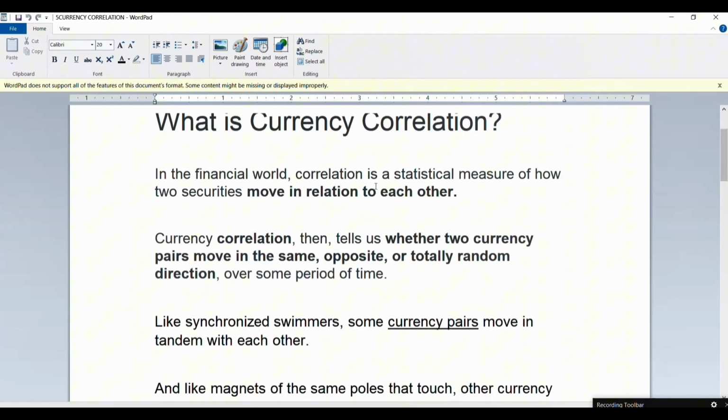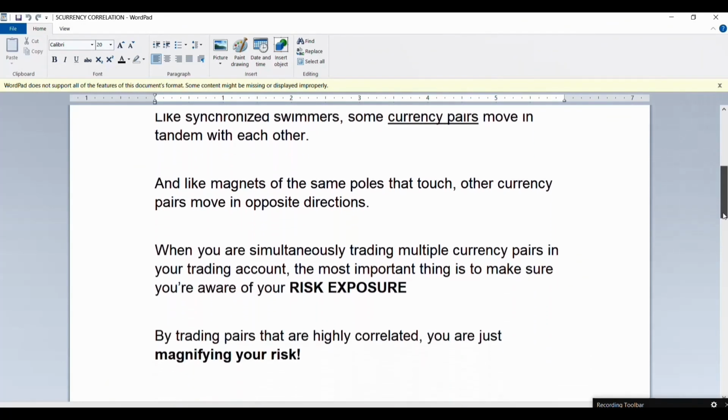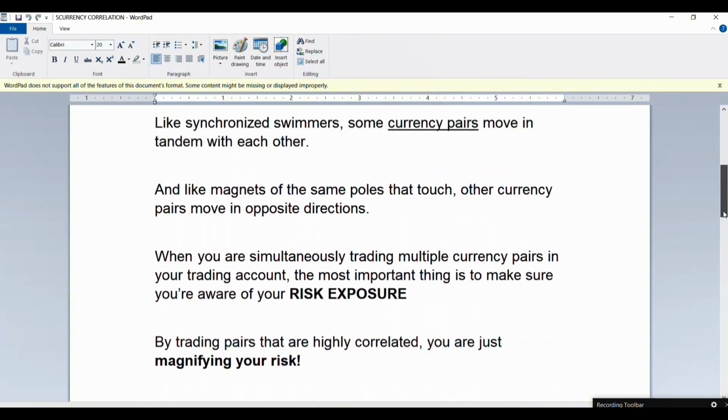Now, what is currency correlation? In the financial world, correlation is a statistical measure of how two securities move in relation to each other. Currency correlation then tells us whether two currency pairs move in the same direction, opposite, or totally random direction over some period of time. This should be measured over a period of time. Now, like synchronized swimmers, some currency pairs move in tandem with each other, and like magnets of the same poles that touch, other currency pairs move in opposite direction. We are going to look at that. Some currency pairs actually move together, and some move in opposite direction.